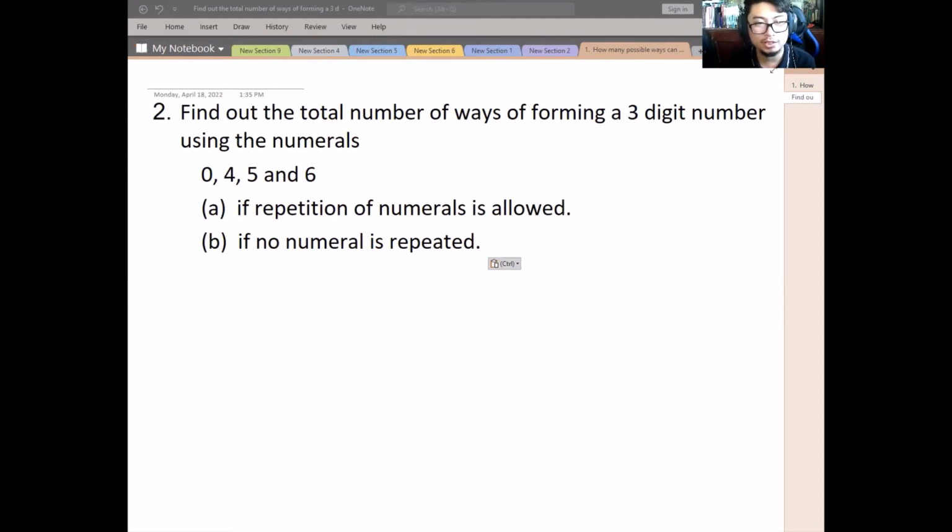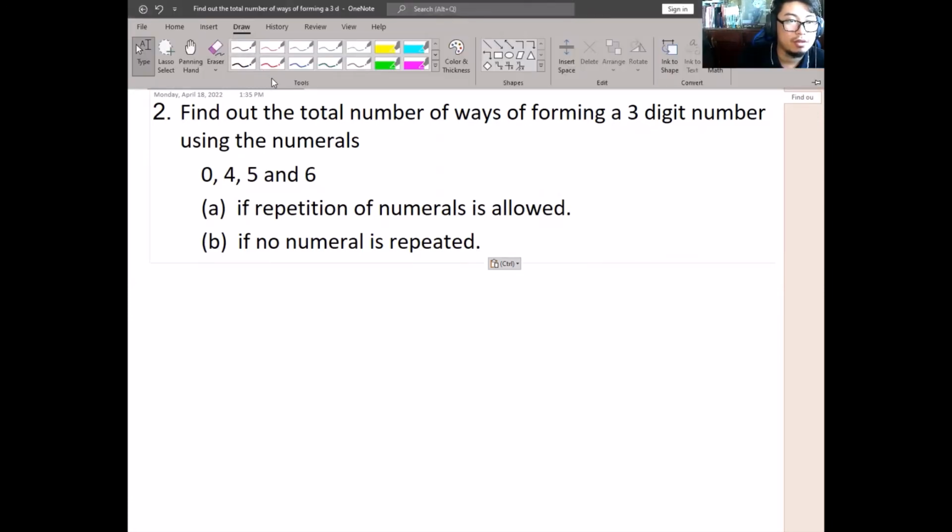A, if repetition of numerals is allowed. B, if no numeral is repeated, or repetition is not allowed. Okay, so we will write these numerals into 3 digits.